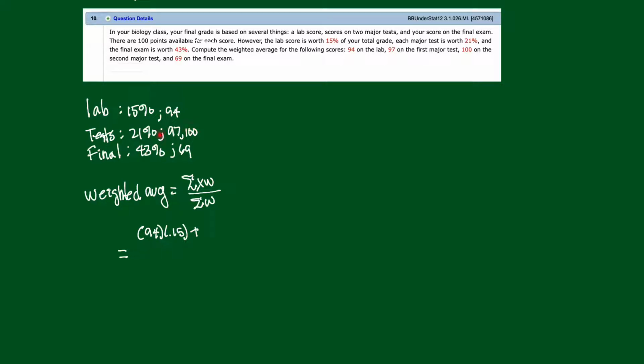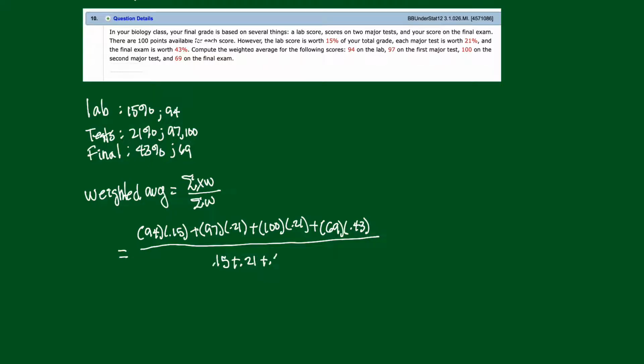Let's go to the next. We got two of these, so it's going to be the score times the weight. So how about a 97 times 0.21 plus, then we have another exam, so we have a 100 times 0.21 plus, and then we have the final. The score is a 69 times the weight, which is 0.43. All over, now, what do we think this better be? 0.15 plus 0.21 plus 0.43.